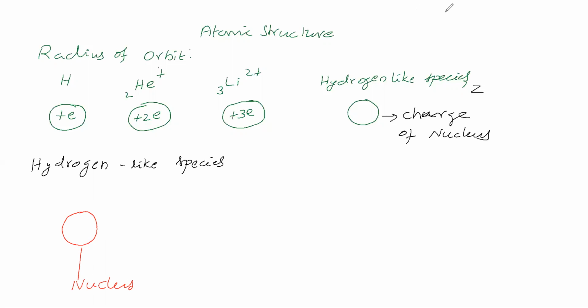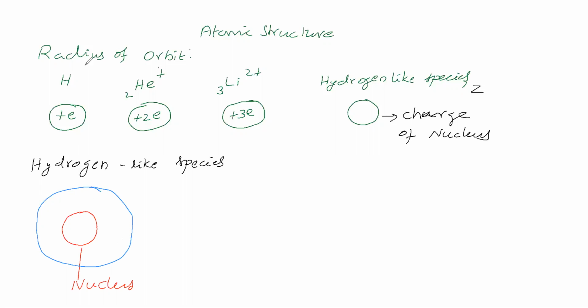Next, this hydrogen-like species has an electron. That electron is revolving around the nucleus in a certain circular path called a stationary orbit. This stationary path is a circular path, and this circular path is called a stationary orbit.